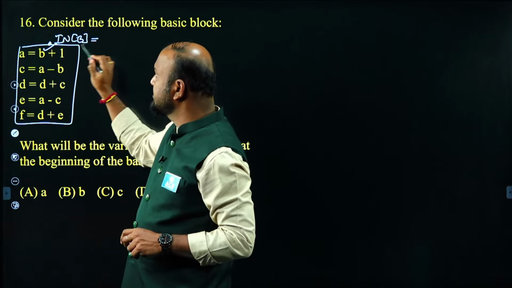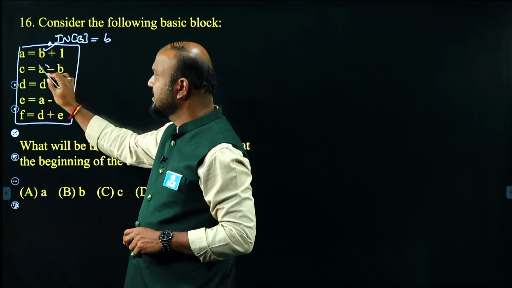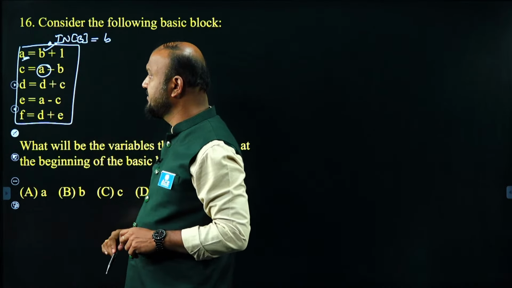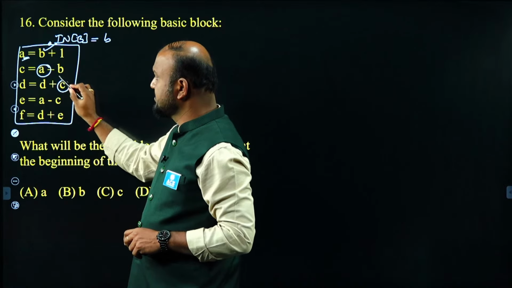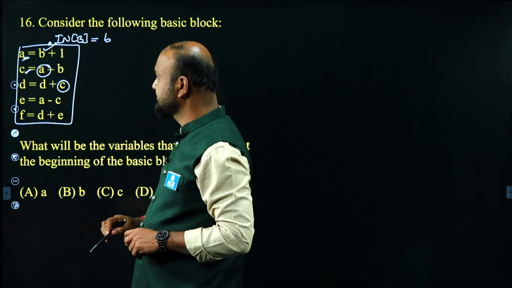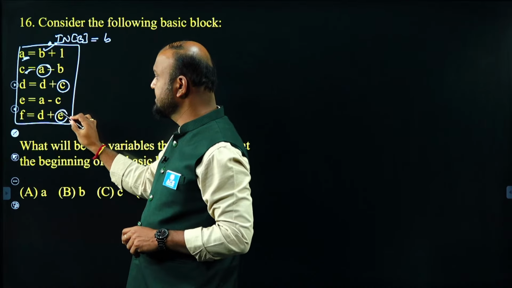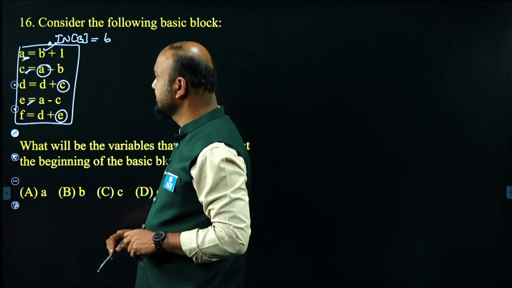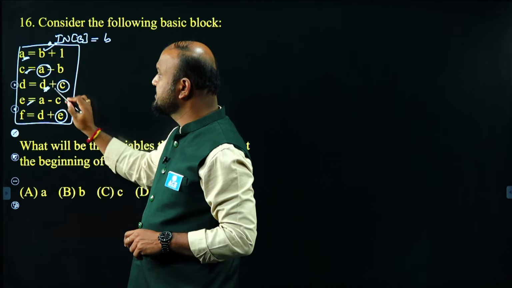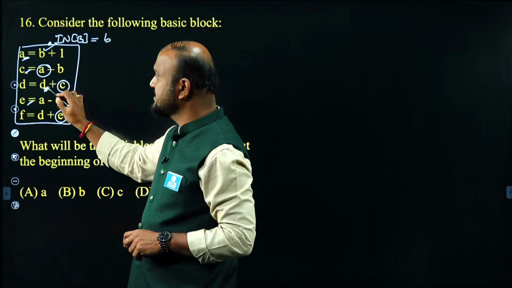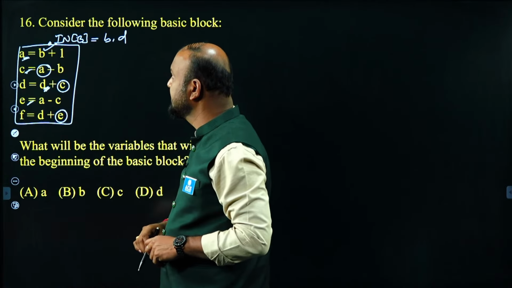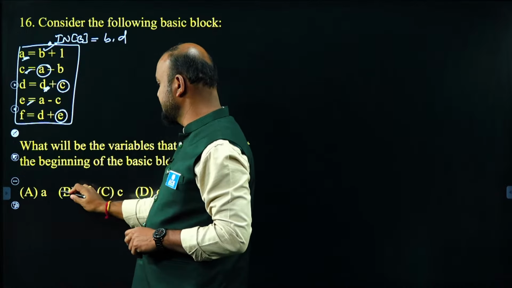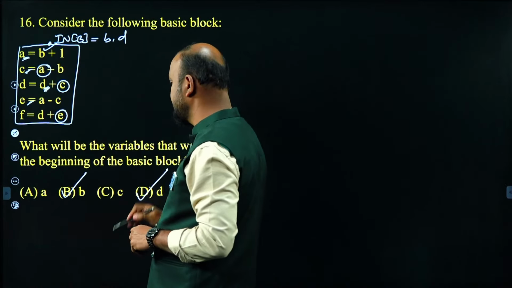So here B is used before redefining, A is used but after redefining, and C is used after redefinition, E is used after redefinition, and D is used before redefinition, meaning first used, later it is defined. So which variables are live? B and D, that is option B and option D.